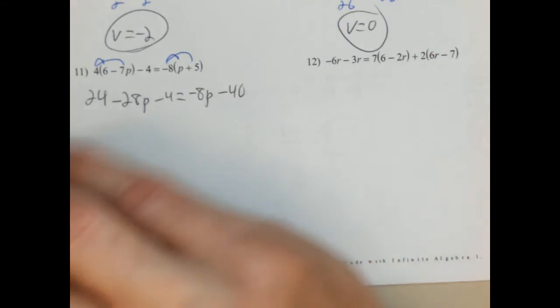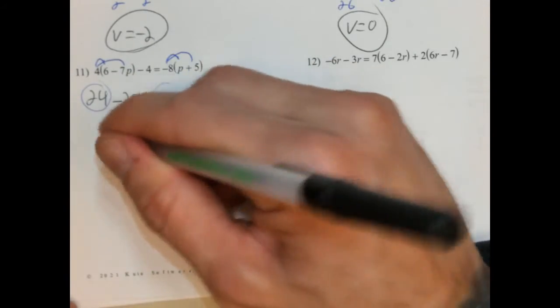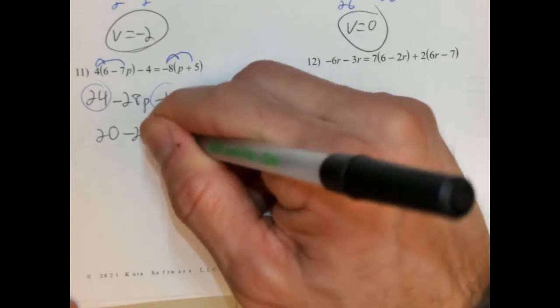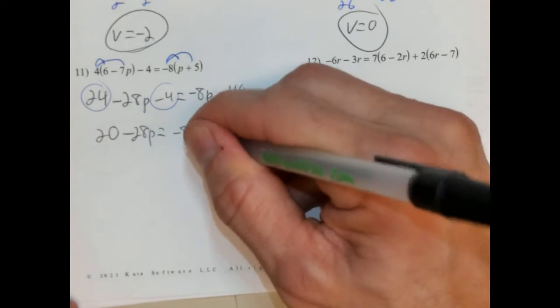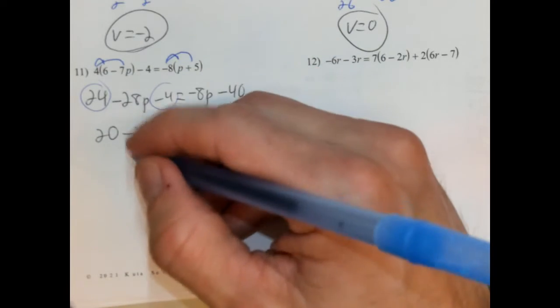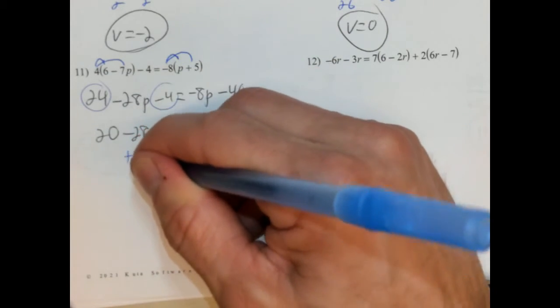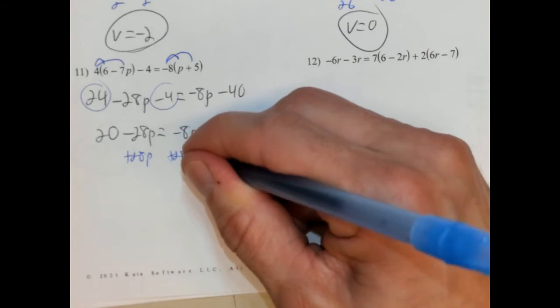Let's combine these like terms. 24 take away 4 is going to be 20. So 20 minus 28p equals negative 8p minus 40. We're going to add 28p to both sides. 28p plus 28p.